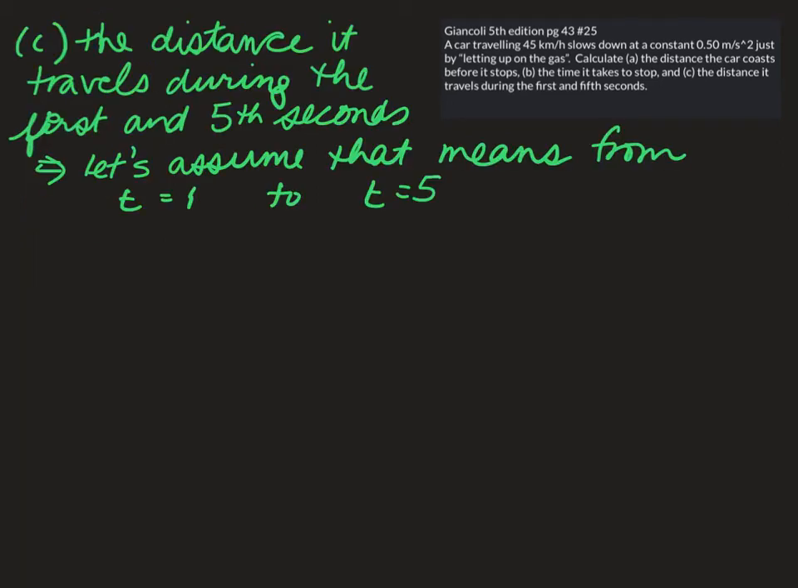Okay, so the next part of the question says, calculate the distance it travels during the first and fifth seconds. So let's first assume that means how far did it travel from t equals 1 to t equals 5, from the first to the fifth second. I think it's a little awkwardly worded. Okay, so a couple things about this. Our equations will be a lot easier if we think about what we have going on. So what I'm going to do is write down my SUVAT for the distance after 1 second and the total distance after 5 seconds.